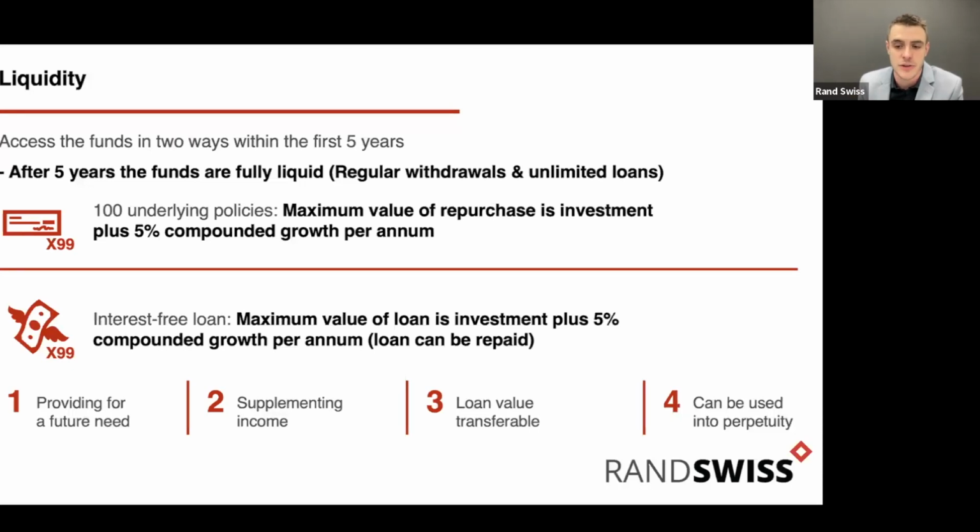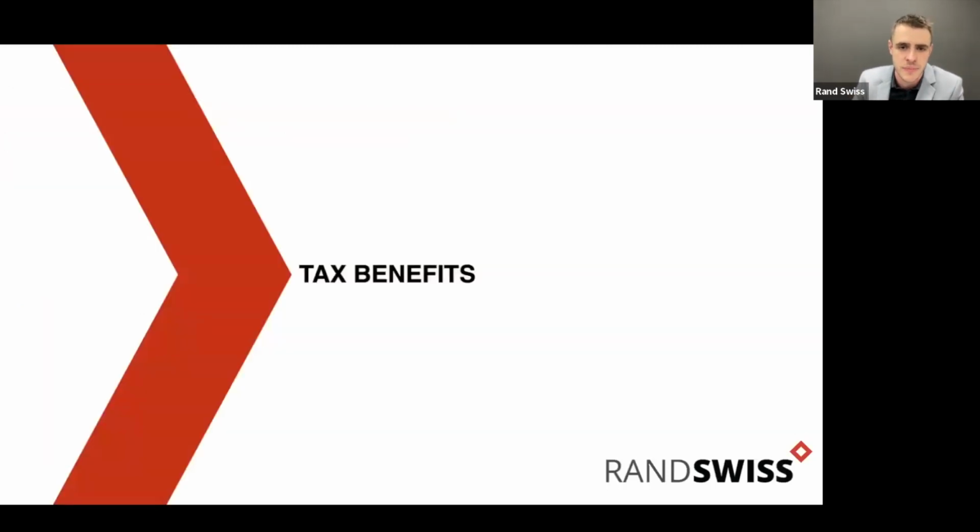And then finally, they can be used in perpetuities. They can be used forever. So that's where it's a nice alternative to a trust, because this can be transferred across generations, really allowing for generational wealth. Now let's get to the good parts: tax benefits.